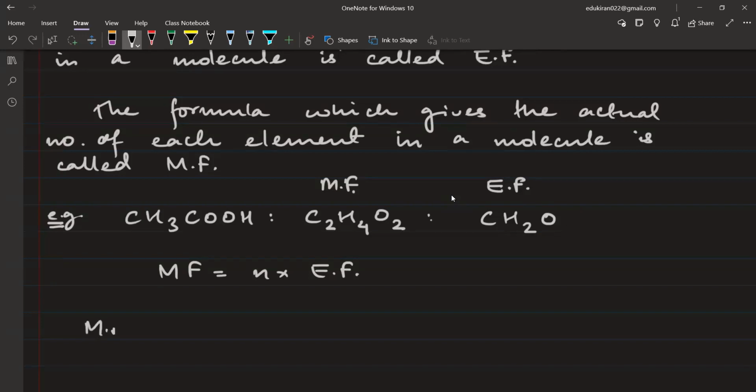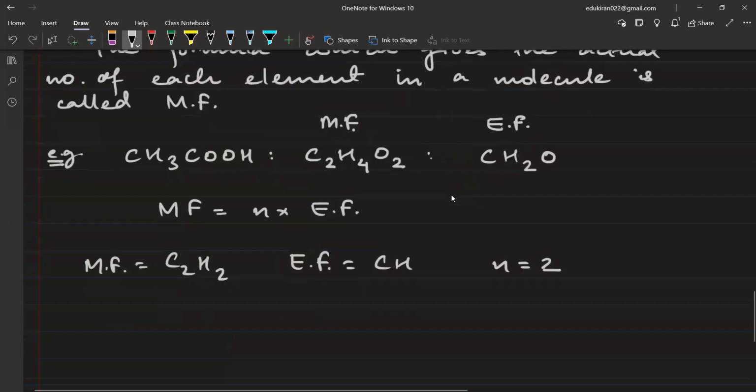Next, for example, you have a molecular formula like this, C2H2. What will be the empirical formula for this? Tell me, guys, what should be the empirical formula? CH, very good. And what is the value of n in this case? 2. Very good.